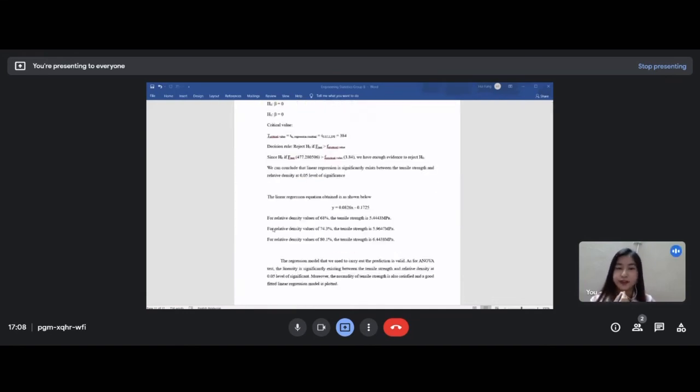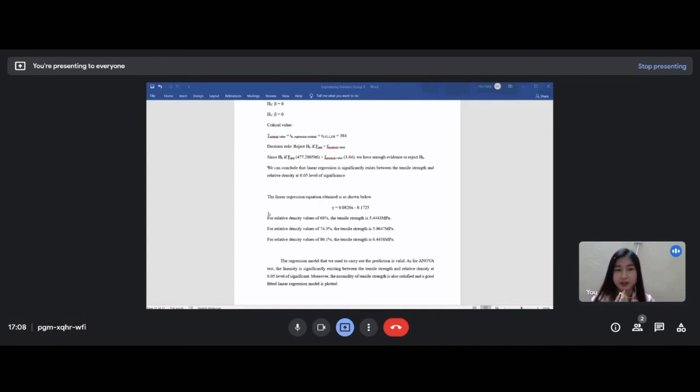Then we need to substitute the x variable, which is the given relative density, into the equation to get the predicted tensile strength for each relative density of 68%, 74.3%, and 80.1%. As the values of the data deviate from the best fit line, we can conclude that the prediction of the data may not be accurate.